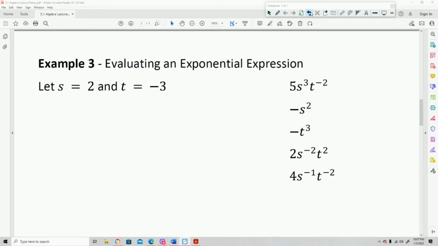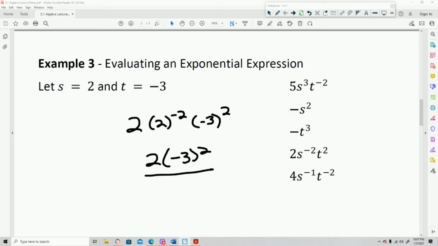Okay, let's look at the next one. I've got a 2. Okay, we're going to remove the s, put parentheses, put a 2 there. Remove the t, put parentheses, put a -3 there. Okay, s is 2, t is -3. Okay, this one moves to the bottom. These two stay on top. So let's rewrite this. I've got 2 times (-3) squared on top. And on the bottom, I've got 2 squared. I don't need parentheses because there's no negative there. Okay, so on the bottom we have 4.